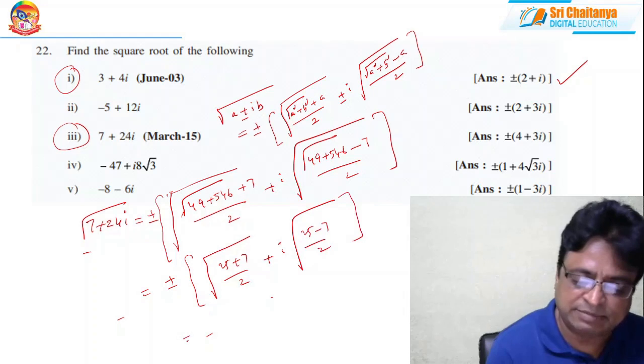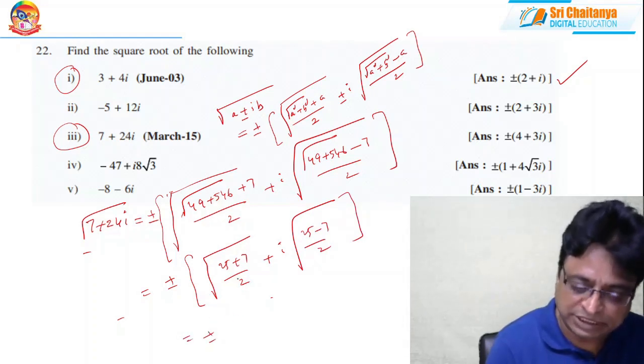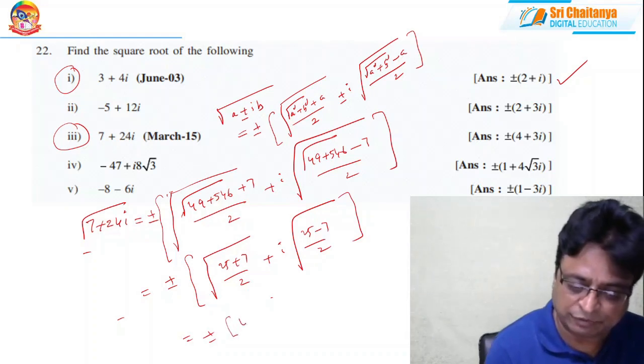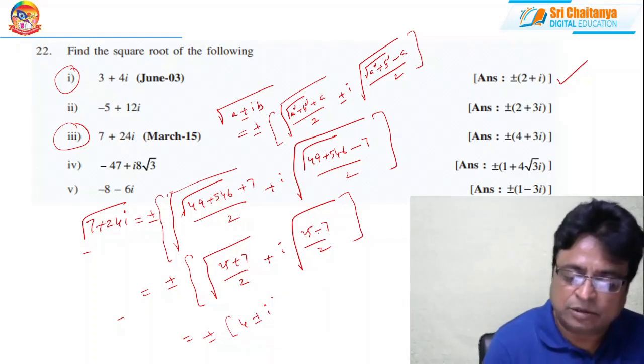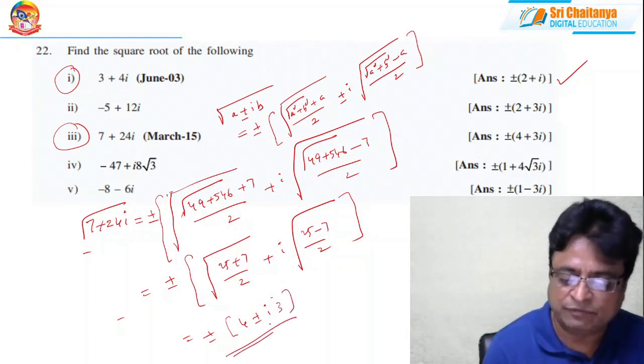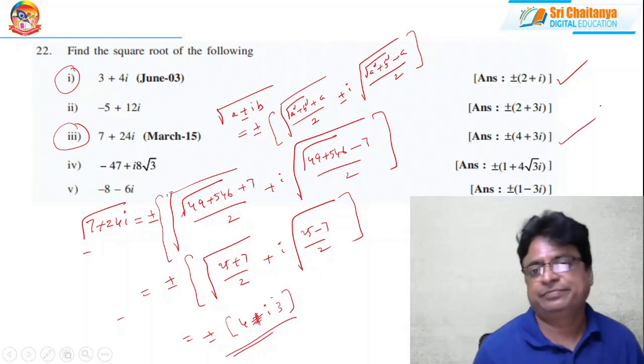So this is nothing but plus or minus, 32 by 2, that is 16, root 16 is equal to 4, plus or minus i into, 25 minus 7 is what? That is 9, root 9 is 3. So the answer is 4 plus 3i. This you can get.